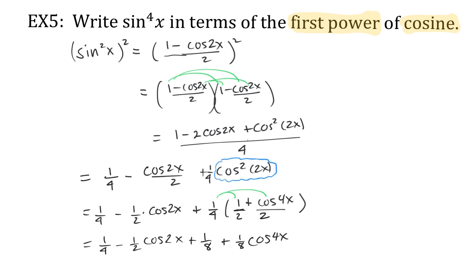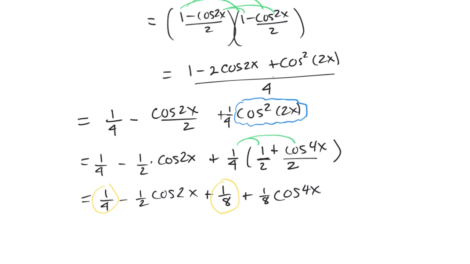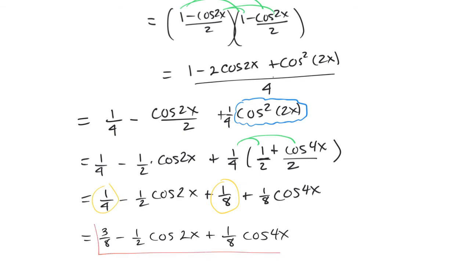And now I have to just simply add my fractions, and I am going to be done here in a minute. So 1/4 plus 1/8 is 3/8, minus 1/2 cosine of 2x plus 1/8 cosine of 4x. We have an expression that only has cosines, and the highest power is 1. Mission accomplished.